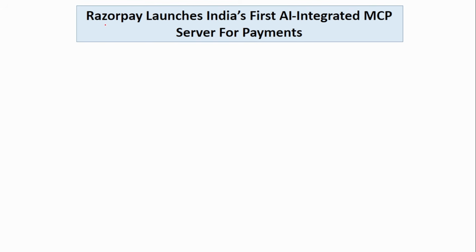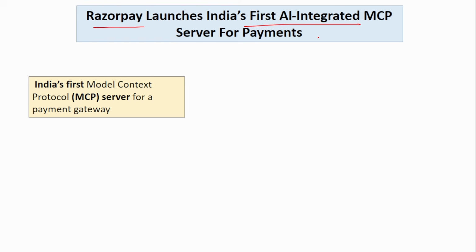The next news is Razorpay launches India's first AI integrated MCP server for payments. That is India's first model context protocol server for payment gateway. So Razorpay, if you see, provides various options to the business owners, like the payment gateway option. It also provides payment aggregator, and also invoices can be sent in this Razorpay.